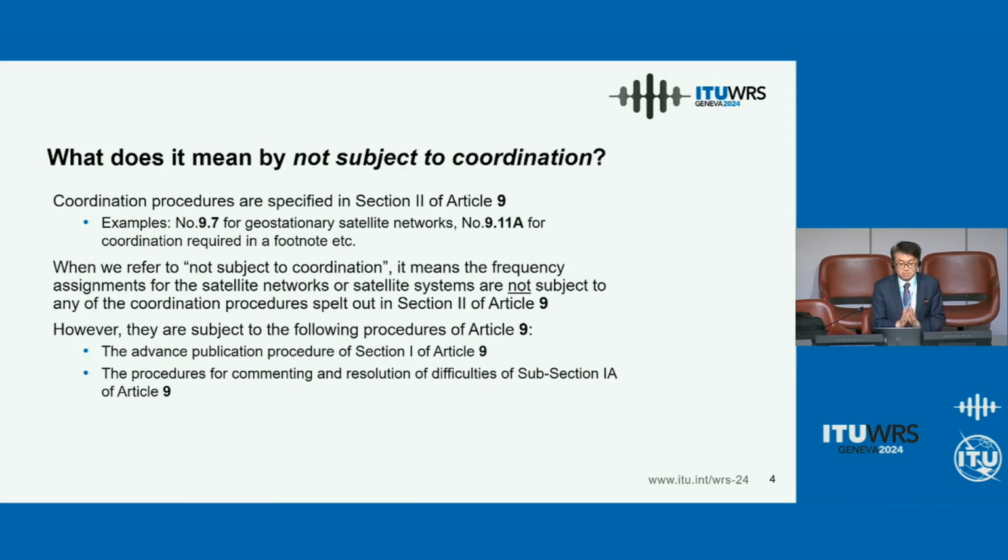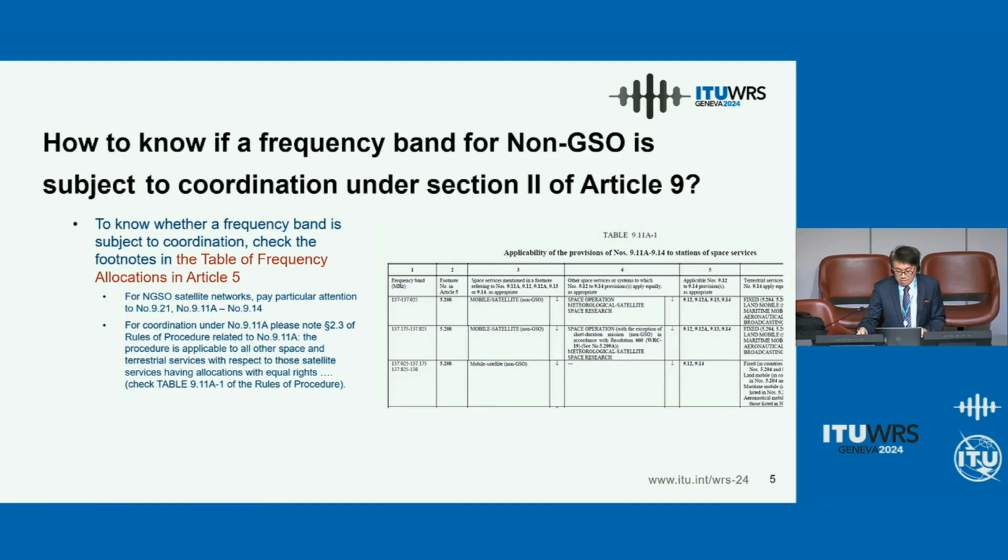Section 2 of Article 9 contains the coordination procedures. However, these networks that are not subject to coordination are still subject to Article 9, which means they have to go through the advance publication procedure of Section 1 of Article 9, and they have to go through the commenting and resolution of difficulties of subsection 1A of Article 9.